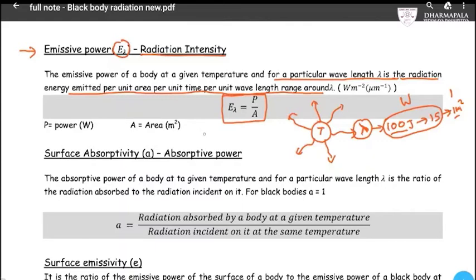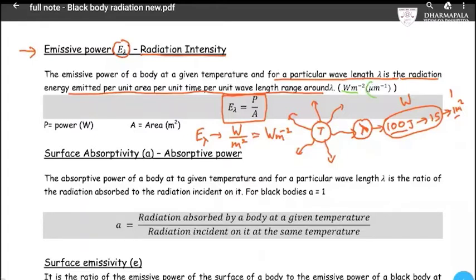So what is the unit of E lambda? Power is given by watt. Area is square meter. Therefore, unit of E lambda is watt per square meter. The part within brackets mentions the particular wavelength that you have considered.